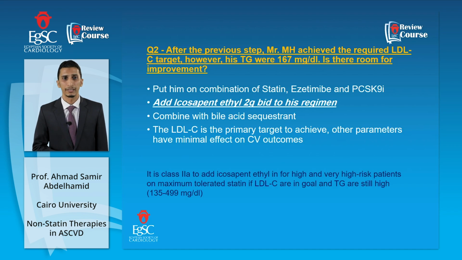The correct answer is adding icosapent ethyl to his regimen because it is class 2A to add icosapent ethyl for high and very high risk patients if their triglycerides remained between 135 to 500 after you have achieved the required LDL targets.